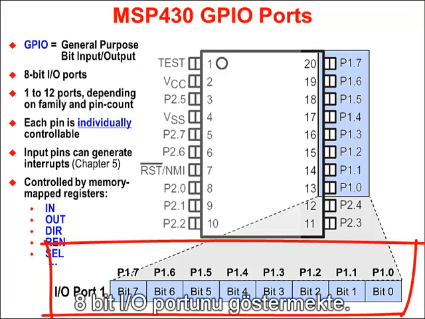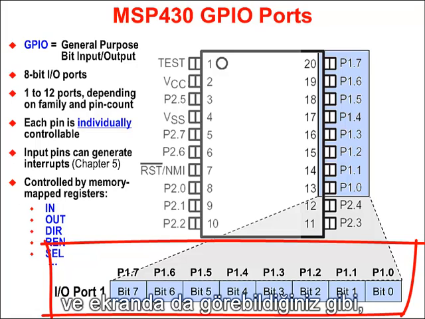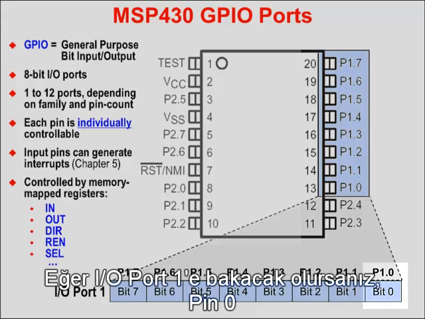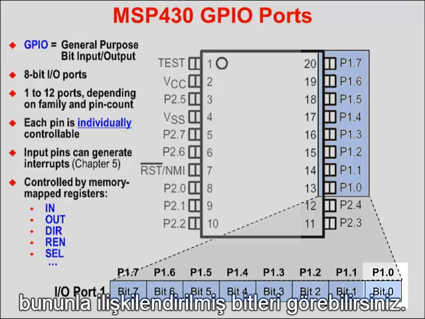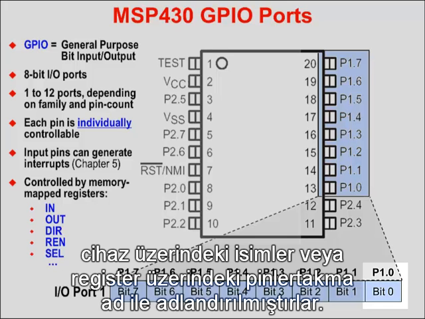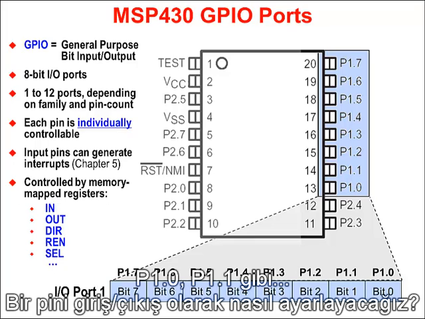an 8-bit I/O port, and you can see that in this case, each bit in a register correlates to a pin on the device. So if we're looking at I/O port 1, pin 0, there's going to be a bit associated with that. We nickname that P1.0. So that's a common way to nickname pins on a device or bits in a register. So P1.0, P1.1, and so on.